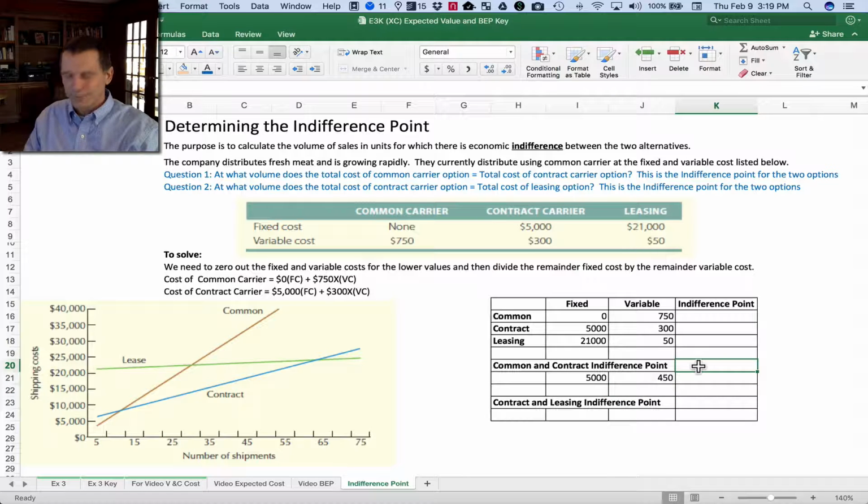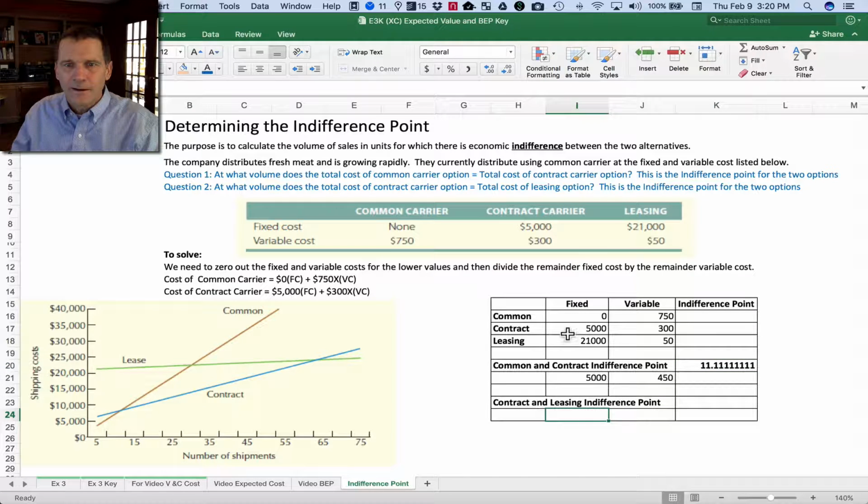And the answer we can plug over here is very simply we divide this remaining fixed cost 5,000 by the difference remaining in the variable cost. We need 11.11 shipments to find that we don't care economically whether we are paying $750 a shipment or $5,000 a month plus $300 a shipment. At 11.11, we don't care. There's no economic difference between the two. All right, and we could round that to 11. It's very close, right? So we could say 11.